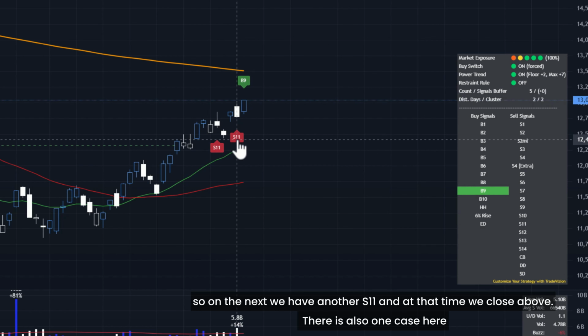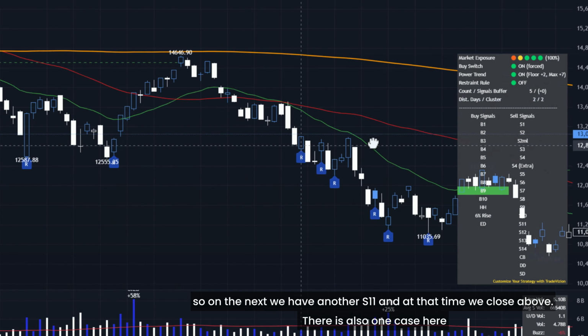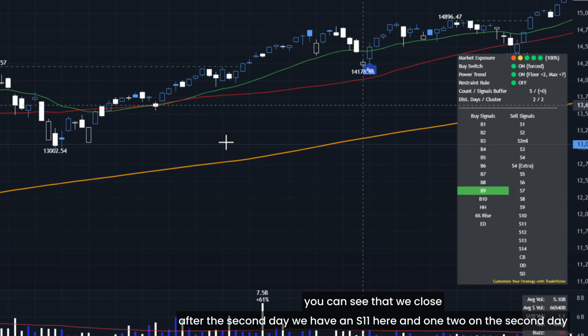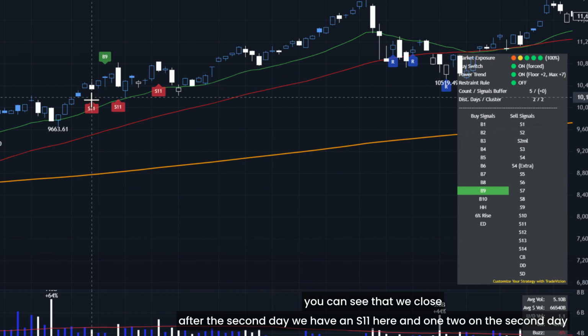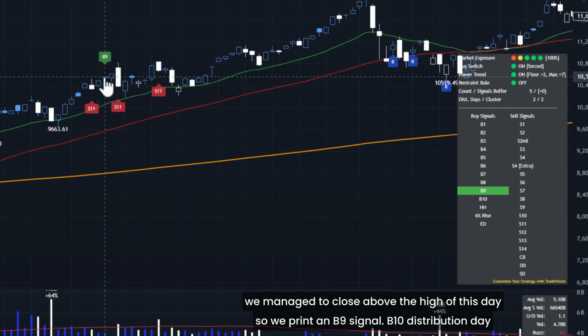So on the next we have another S11 and at that time we close above. There is also one case here, you can see that we close after the second day. We have an S11 here and 1, 2 on the second day. We managed to close above the high of this day, so we print a B9 signal.